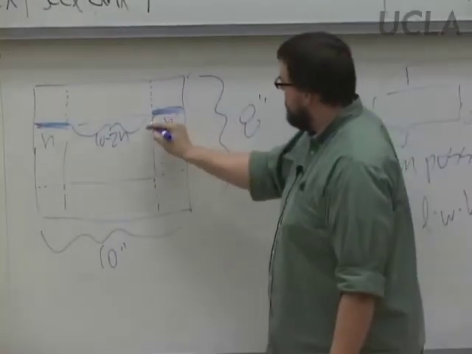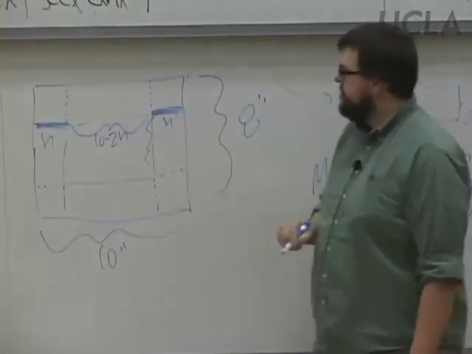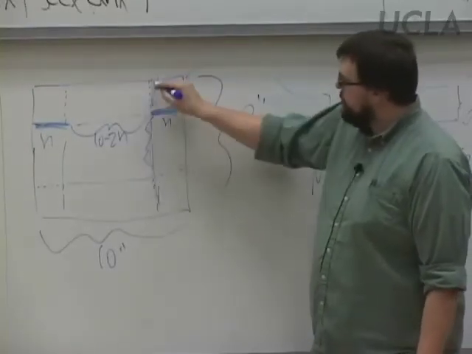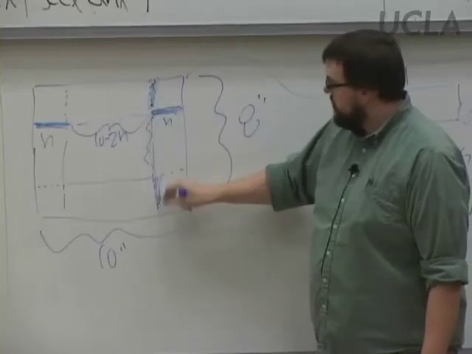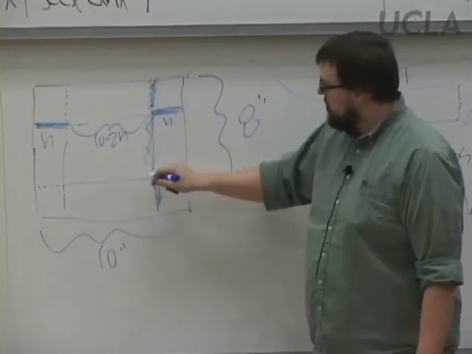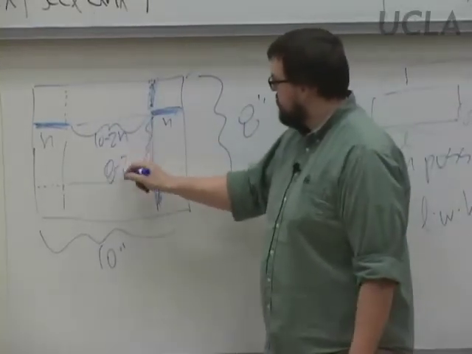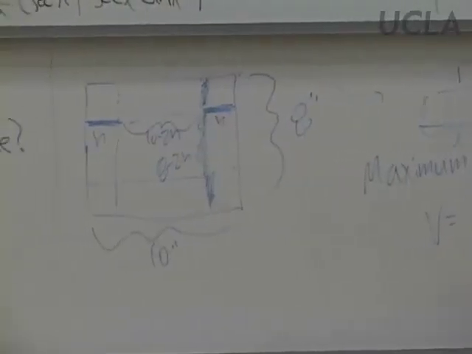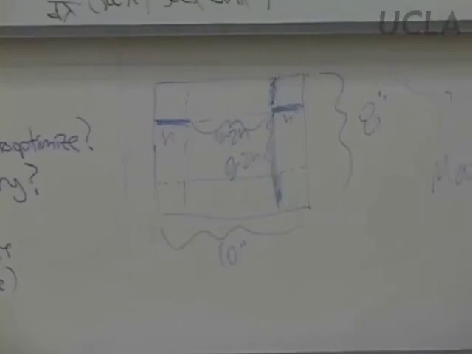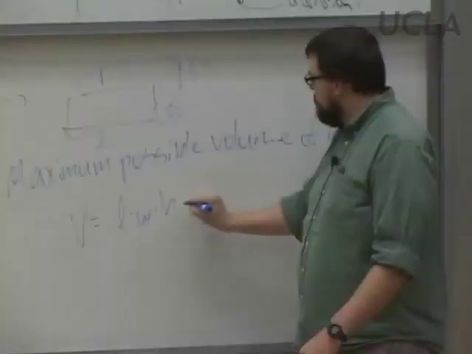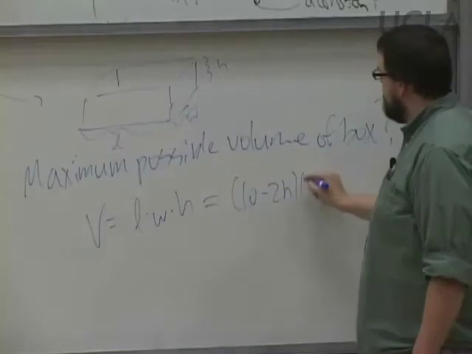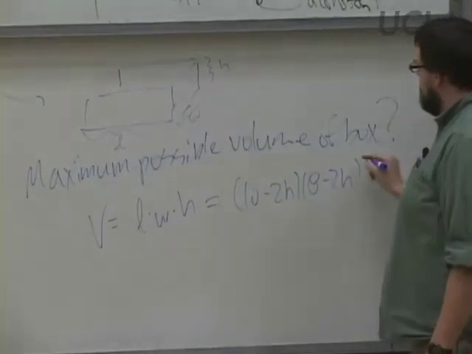Now, what if I came to this side and did it? The total length here is 8. But I cut out h here, and I cut out h here. So this length left is 8 minus 2h. So in fact, I can take this volume, which is the length times width times the height. The height is really the size of the corners that I'm cutting out. I can replace length and width by 10 minus 2h times 8 minus 2h times h.